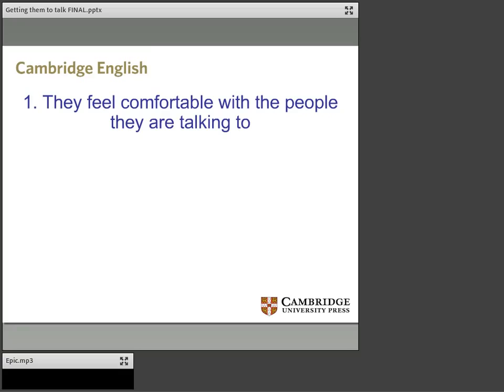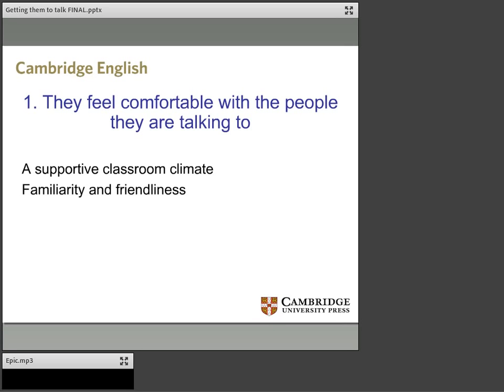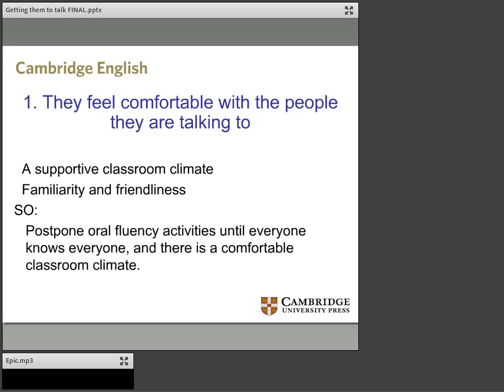First of all, they need to feel comfortable with the people they're talking to, not only with me, the teacher, but with the other people in the class. They need to feel there is a supportive classroom climate, and that there's familiarity and friendliness around. And the conclusion from this is not to start doing discussion or oral fluency activities until everyone knows everyone. So it might be worth not doing it for the first few weeks until everyone knows everyone and there's a comfortable classroom climate, and then you feel you can move into it.